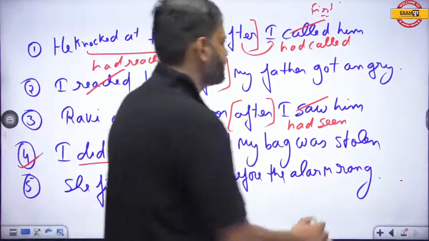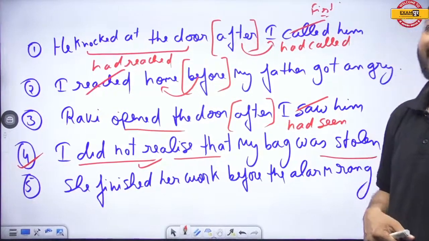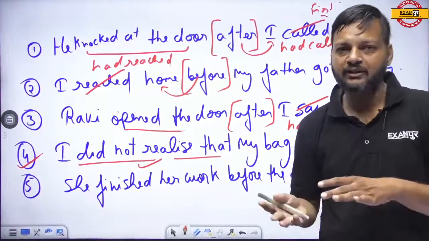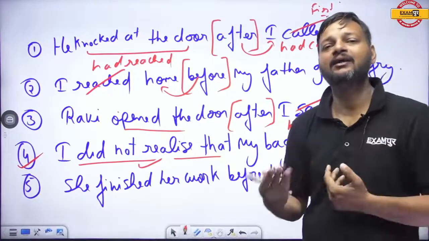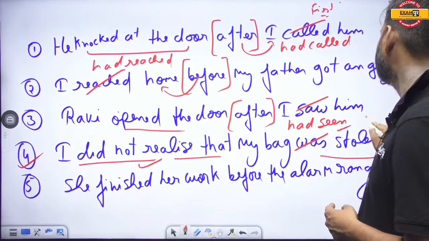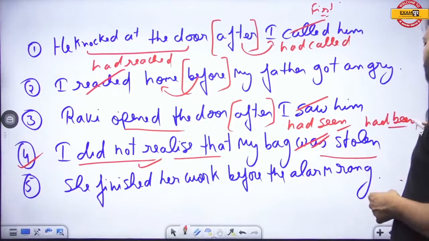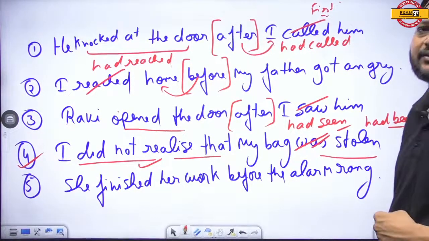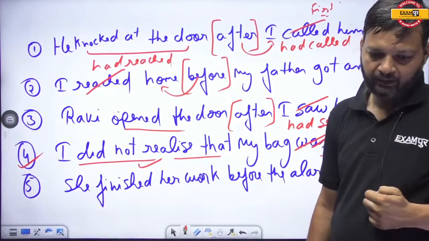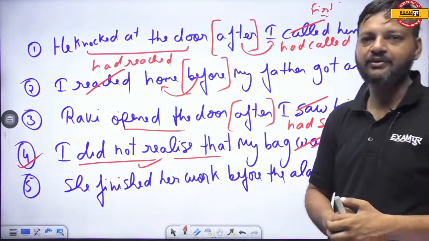This sentence has to be changed into past perfect tense, because what is the sentence? I did not realize that my bag was stolen. First the bag was stolen, then only I said I did not realize. So this action has happened first. In place of was, we have to write had been. I did not realize that my bag had been stolen. Madhana Rajendran, your sentence is absolutely correct.